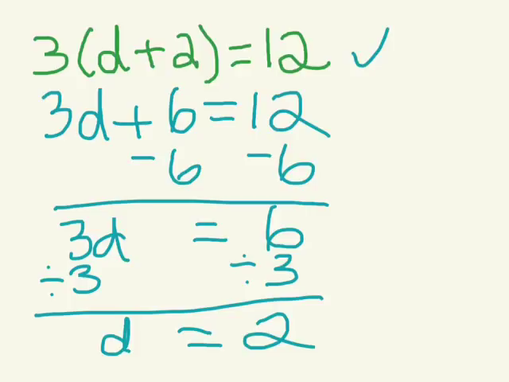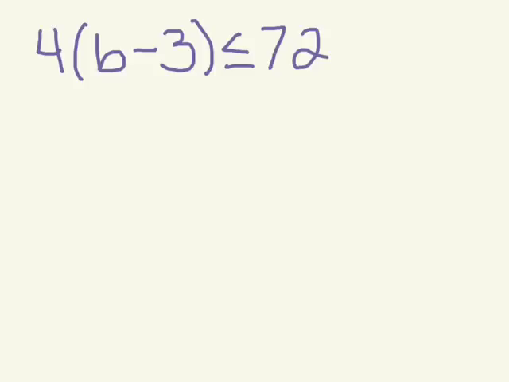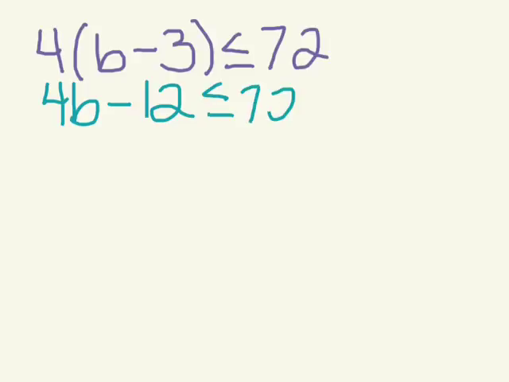They get a little more complicated. Let's try one that's an inequality here. So here we have an inequality with distributing, and this is 4 times the quantity b minus 3 is less than or equal to 72. We're going to distribute the 4. 4 times b is 4b, minus 4 times 3 is 12. So 4b minus 12 is less than or equal to 72.